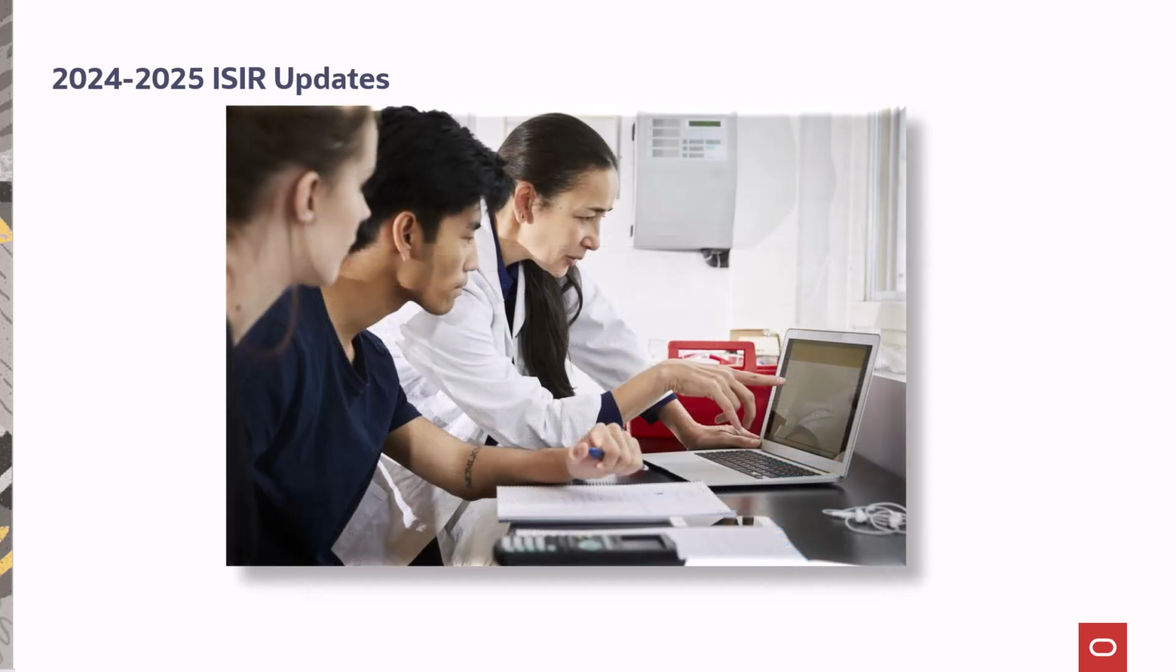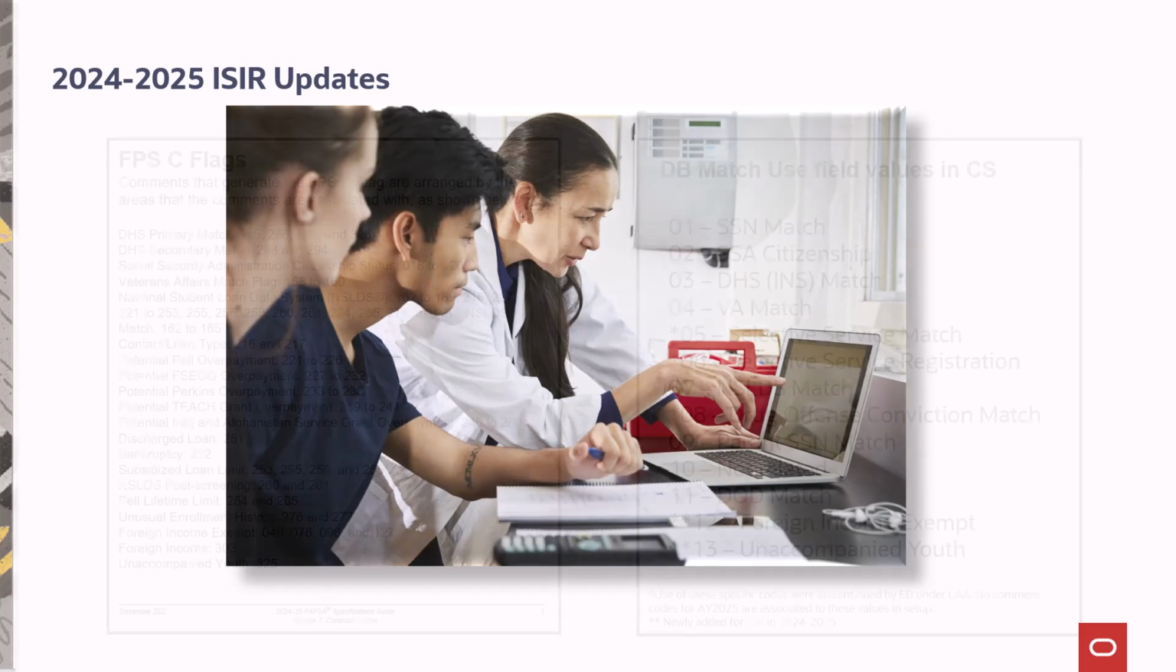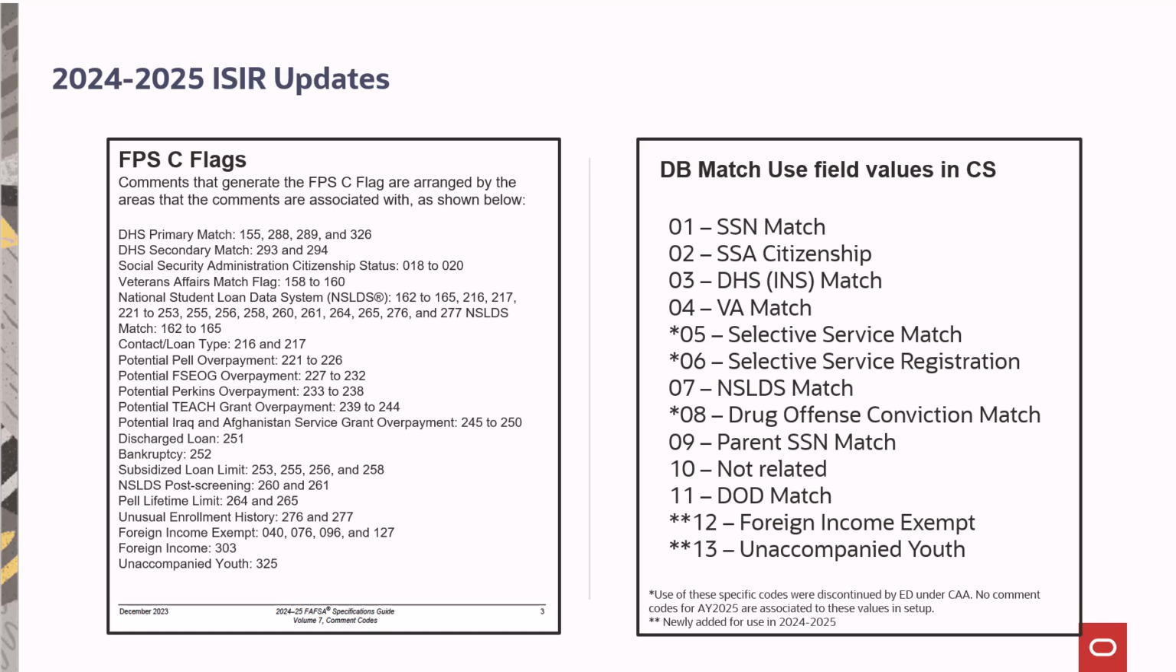With the changes to the 2024-2025 ISIR file layout, we also see significant changes to the ISIR comment codes and reject codes. We have updated the ISIR comment code setup to reflect the new comment codes as of 2024-2025 and linked them to the CSDB match use values.